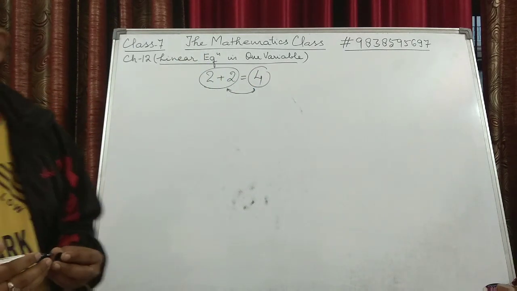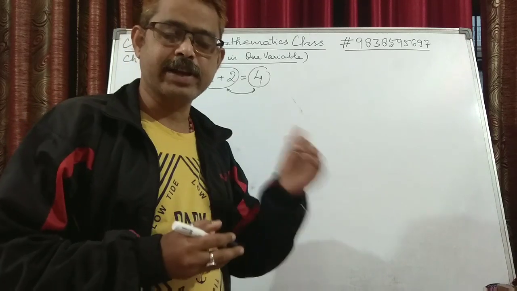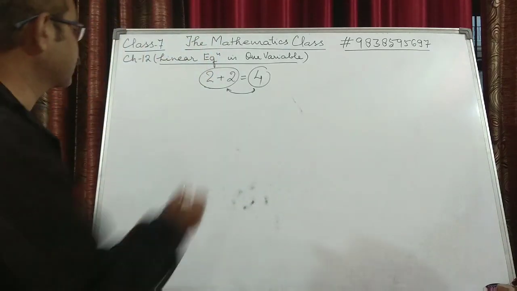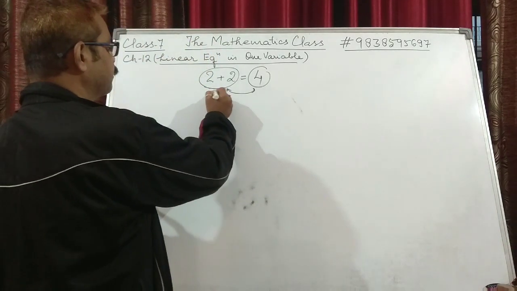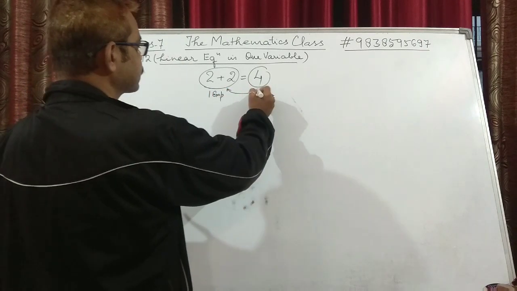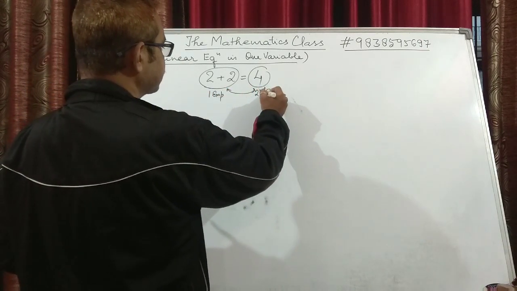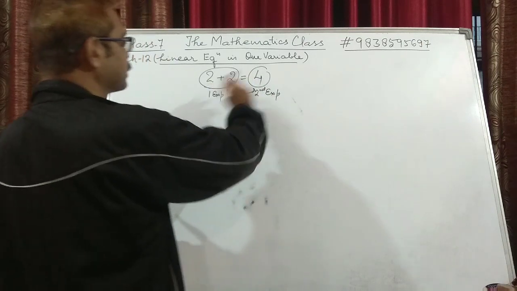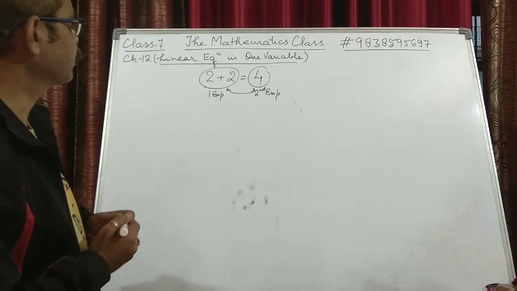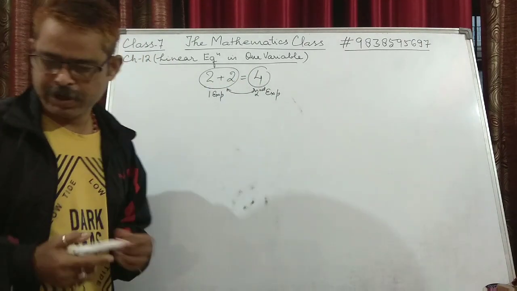And what is the equation? A mathematical statement where two expressions are equal. This is one expression, or first expression, and this is the second expression, and these are equal. This is a mathematical statement, so we can say that this is an equation.